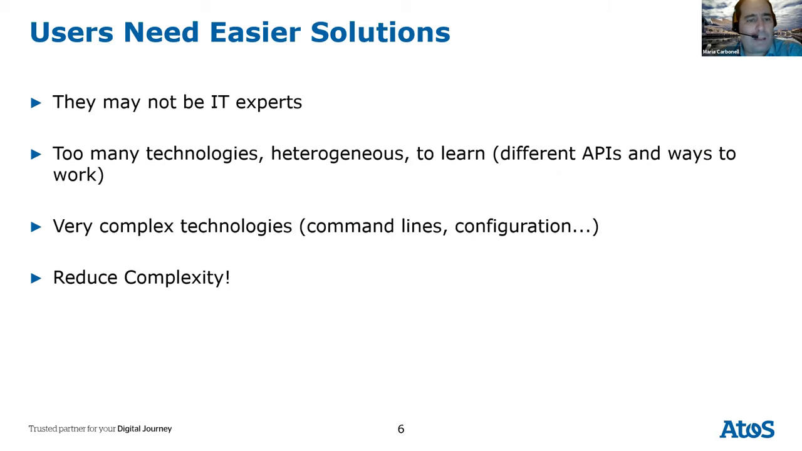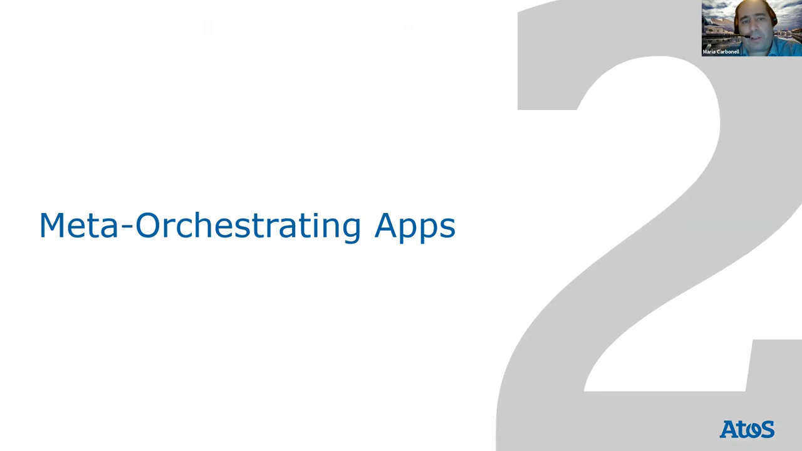Then the point is, you have too many technologies, okay? You have too many providers. Nobody can know about everything, you know? So that limits the things that you can use. And moreover, they are very complex, in the sense that many times you have to use command lines. You need to know the commands, how the things work at a low level. And especially configuration could be really complex. So the point is we need to reduce the complexity. So here is where meta orchestration has a role.